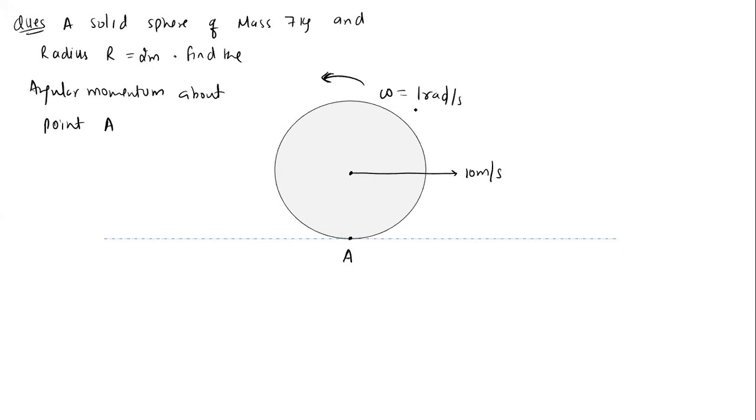So the body is moving with an angular velocity of 1 radian per second anti-clockwise. It is moving to the right with a speed of 10 meter per second. Mass is 7 kg, radius is 2 meter. You have to find the angular momentum about point A.